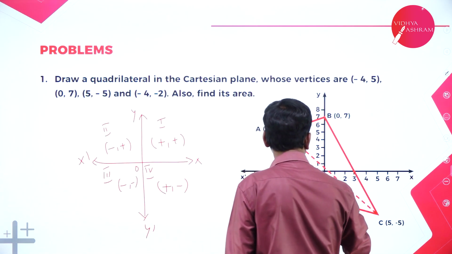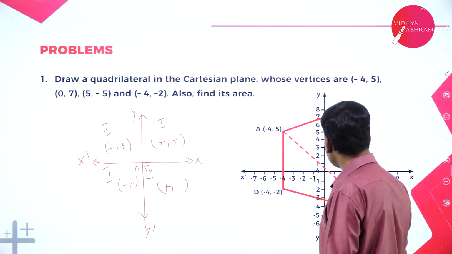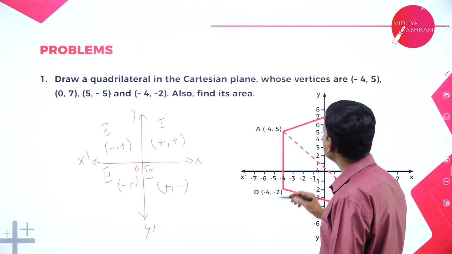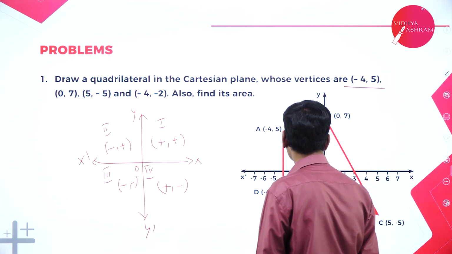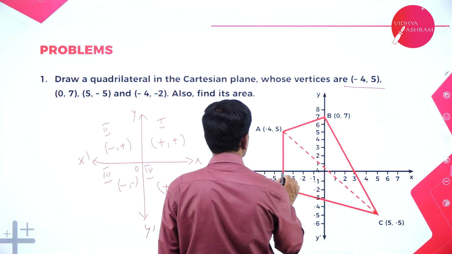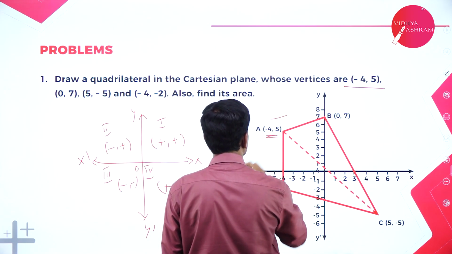So here, plus 1, 2, 3 positive, then minus, and again positive and minus. Now what is the first point given? A is (-4, 5). This is -4 and 5, the first point. So x is -4 and y is equal to 5.